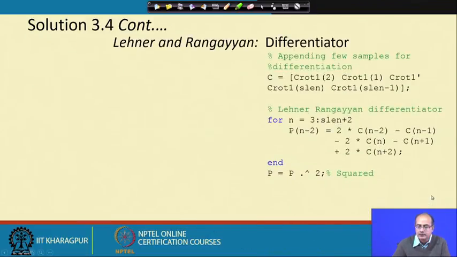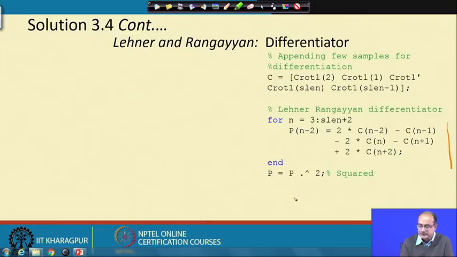Next, we are going for a differentiator, and in fact it is necessary to apply that low pass filter before applying a differentiator, otherwise those noises could be magnified and have an impact on the accuracy of the technique. In this case, a second order filter or second derivative is suggested by Lehner and Rangayyan, and for that we do some padding. How is the padding done?